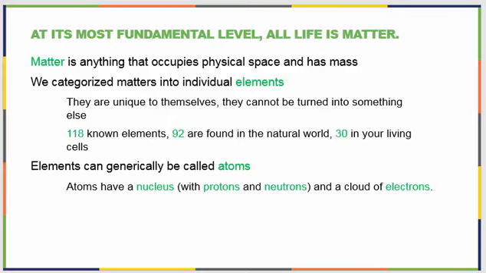When we talk about the physical world, we're talking about matter. Matter is anything that occupies physical space and has mass. Matter is organized as recognizable elements with specific chemical attributes. There are 118 known elements, but only 92 of them exist naturally. Of those 92, 30 are regularly found in living cells. Let's talk a little more general before we get super specific.